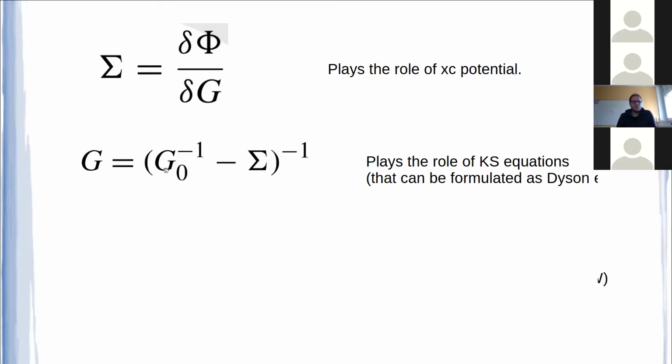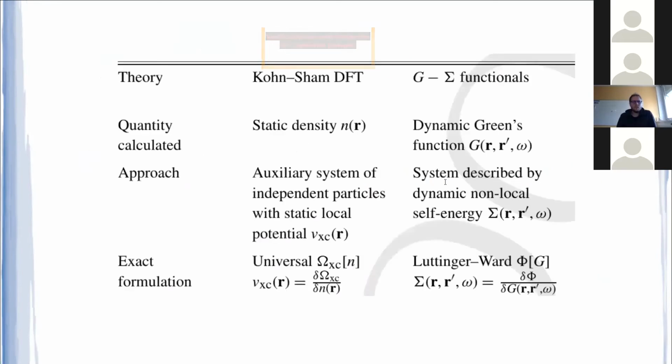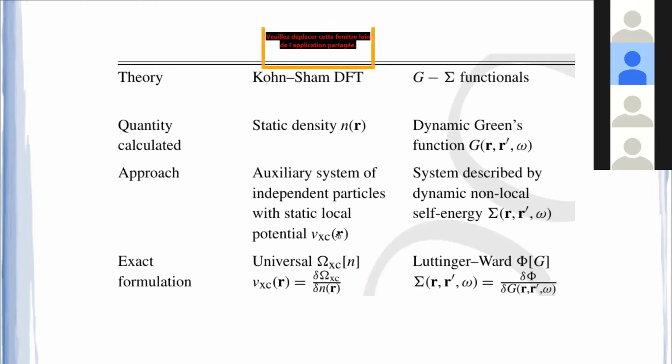And you will find that the Green's function obeys the Dyson equation, with here the non-interacting Green's function, and this plays the role of the Kohn-Sham equations that can also be formulated as a Dyson equation. So now we have a strict analog to DFT. And you can really compare the two. So you have Kohn-Sham DFT and our Green's function framework, where you have the self-energy instead of the exchange correlation potential.